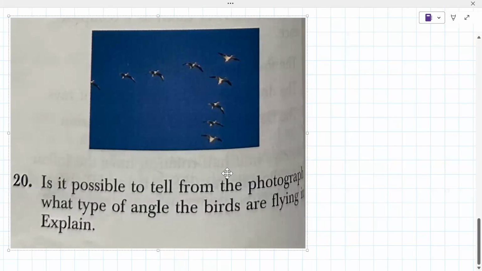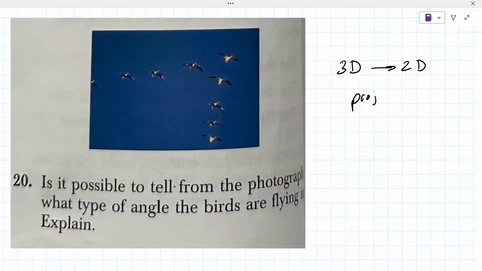Is it possible to tell from the photograph what type of angle the birds are flying? I think the real issue here is we're talking about something in 3 dimensions and we're putting it on 2 dimensions. There's always a projection.